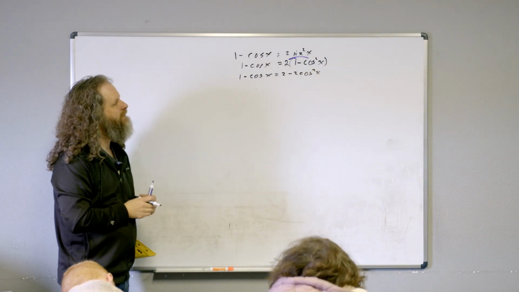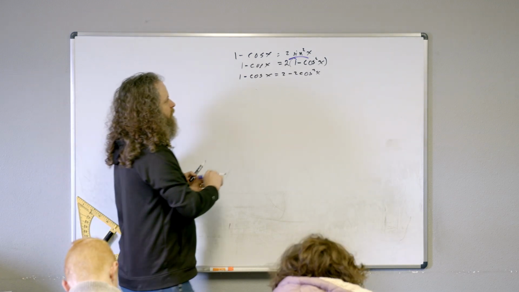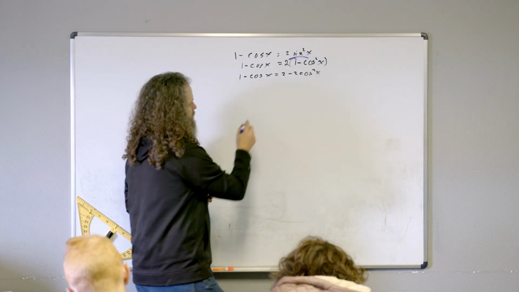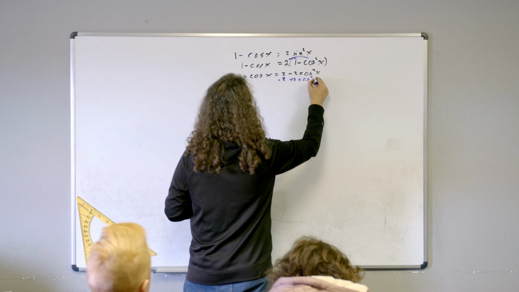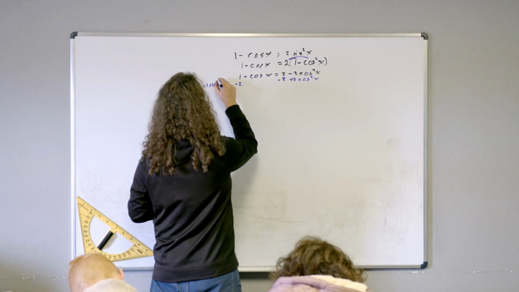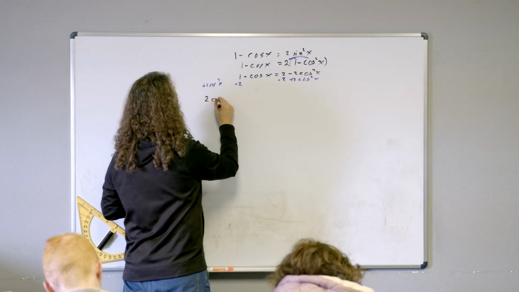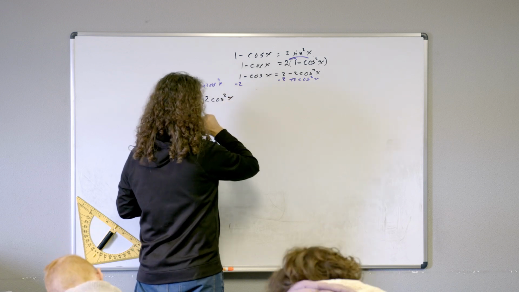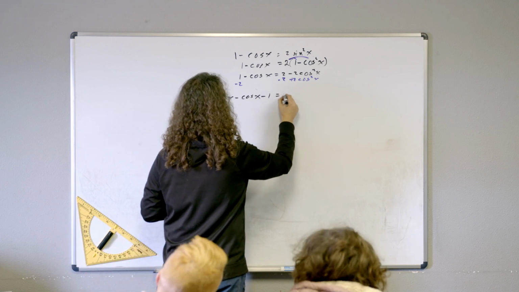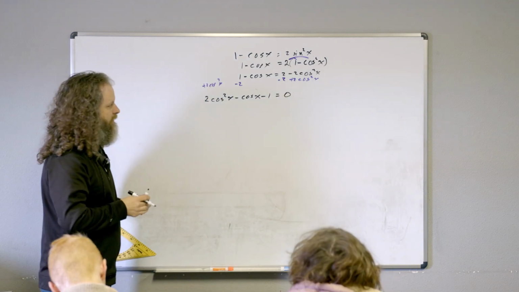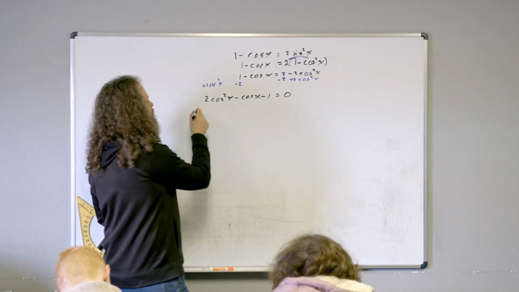Now what? Move everything over to one side. I agree. We're going to move all of that over to this side. We'll go ahead and write out this step. Why not? So we end up with 2 cosine squared x minus cosine x minus 1 equals 0. Now what? You can factor that. I bet we can.